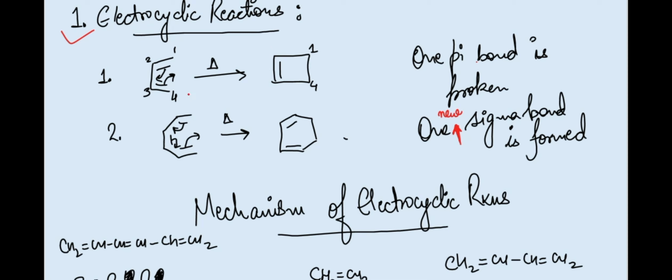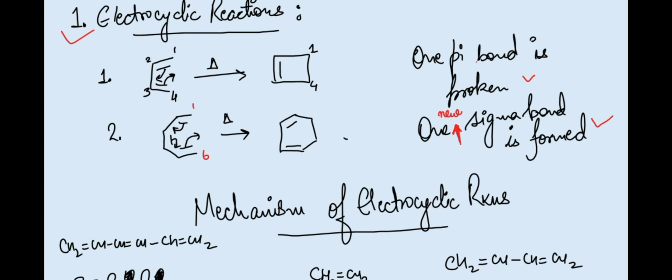Another example is conversion of 1,3,5-hexadiene into cyclohexadiene. So again the double bonds move to the adjacent positions, and this double bond forms a sigma bond, a single bond between carbon 1 and carbon 6. If you observe, overall one pi bond is broken and one new sigma bond is formed in electrocyclic reactions.